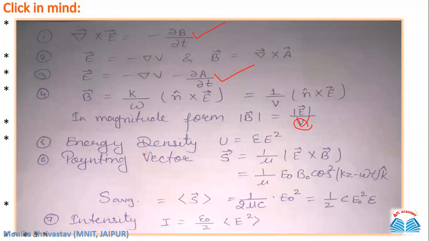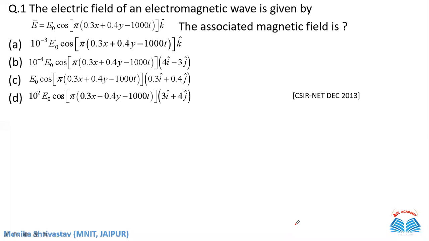Fifth is energy density U equals epsilon E square. Sixth is the Poynting vector S equals 1 upon mu E cross B. And seventh is intensity I equals epsilon naught by 2 times average of E square. Okay, we will use all these formulas while we solve questions.